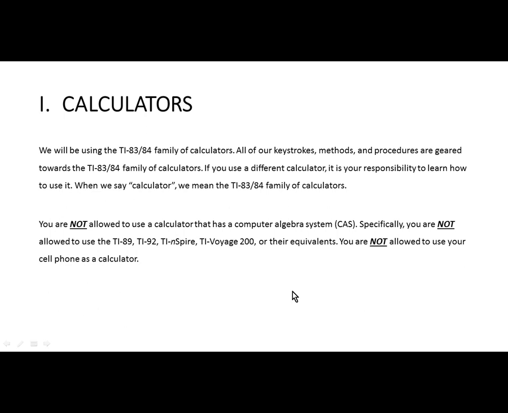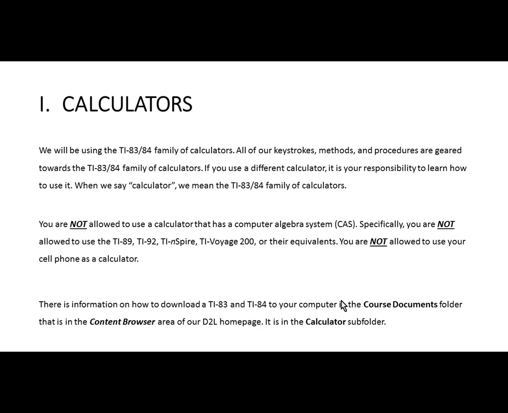You're not allowed to use a calculator that has a computer algebra system. Specifically, you cannot use the TI-89, the TI-92, the TI-Inspire, the TI Voyage 200, or something that's equivalent to them. If you're unsure about whether you're allowed to use your calculator during a test, like the final exam, just ask me and I'll let you know. Also, you're not allowed to use your cell phone as a calculator. The intent is that you use either the TI-83 or the 84 or something equivalent to them.